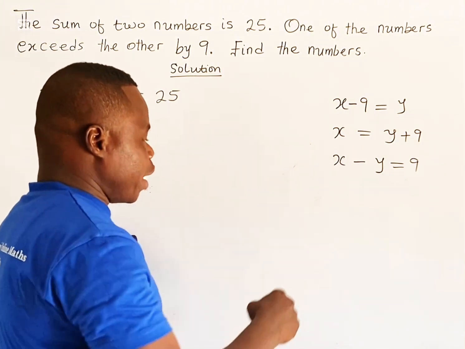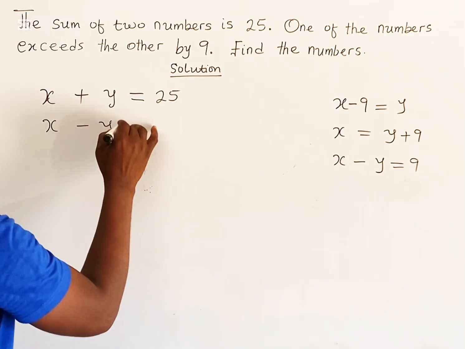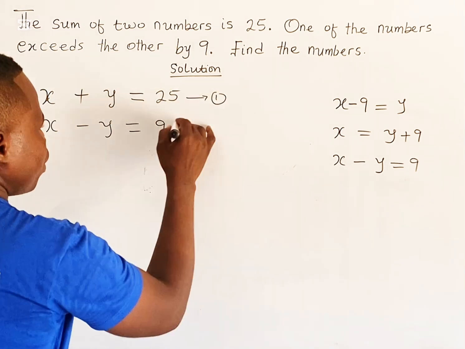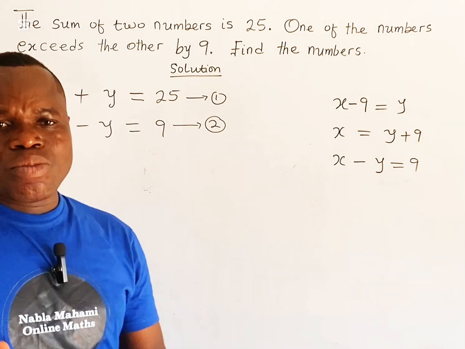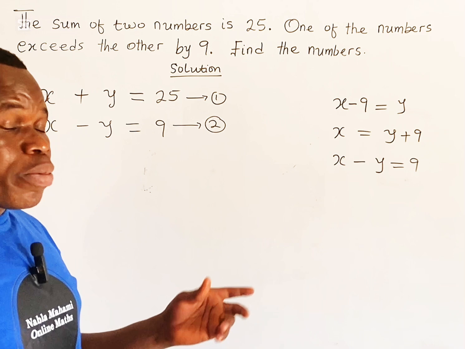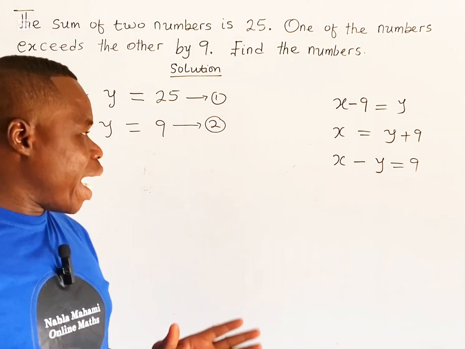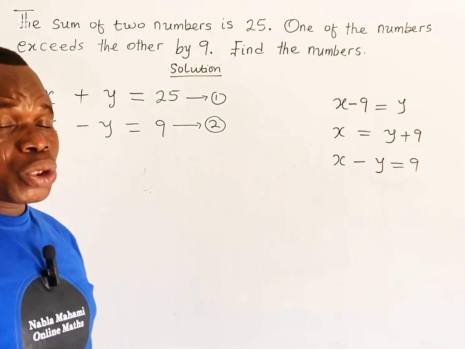So I'll take the last equation and I'll write it as x minus y is equal to 9. Then let's call this one equation 1 and call this one equation 2. We now have simultaneous equations involving two variables, that is x and y. So we can use either elimination method or substitution method to solve this.